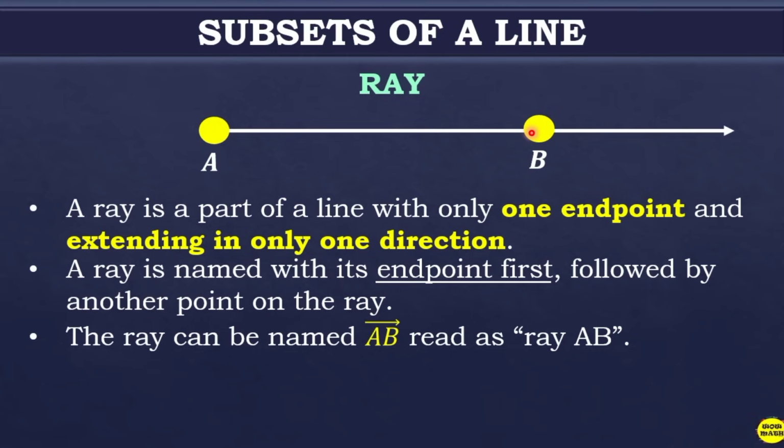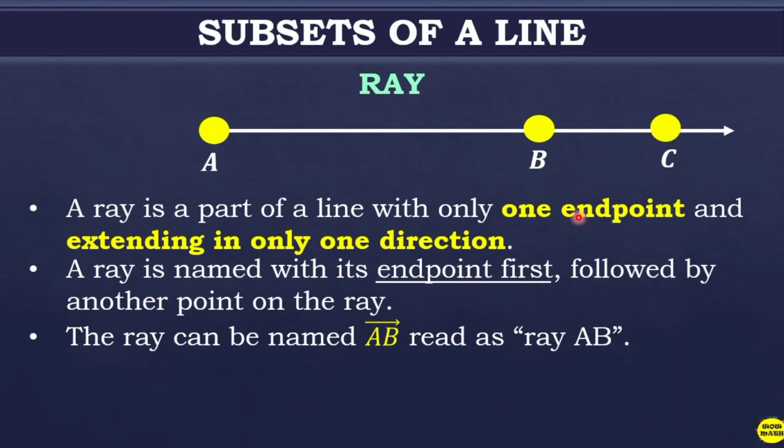Hindi siya kagaya ng line segment na pwedeng baliktarin. Line segment AB, BA. Ito po, hindi pwede kasi isang endpoint tayo dito at isang infinite direction. So, lagi pong mauuna dapat yung endpoint natin. So, ray AB po dapat. Okay? Do not forget the symbol for ray. So, isang endpoint and then arrow.